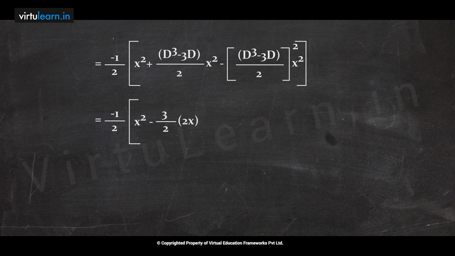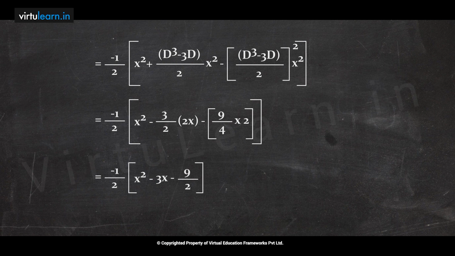Then (D cube minus 3D by 2) whole square, a minus b whole square. A square means D cube whole square, which is D power 6. B square means (3 by 2 D) whole square, which is 9 by 4 D square, and D square of x square is 2. The next, 2ab, becomes D power 4. I have not written it here, but D power 4 of x square is nothing but 0. Then minus half into x square, minus 3x, minus 9 by 2, where the 2 cancels.